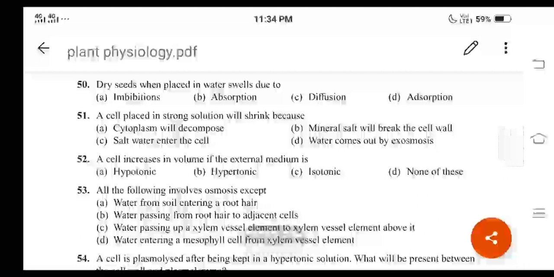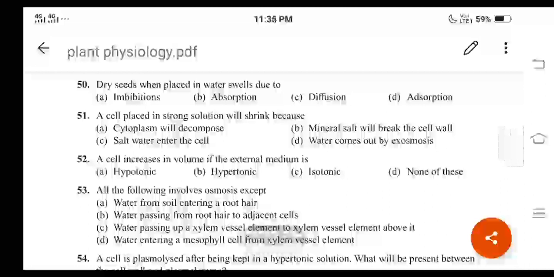Here diffusion is different, adsorption is different. Adsorption is a surface phenomenon, but absorption and adsorption both are related to imbibition only. But the main process involved in swelling of the dry seeds is what here? Imbibition, right? Okay, so option E is the correct answer, right? Then let us go for question number 51.